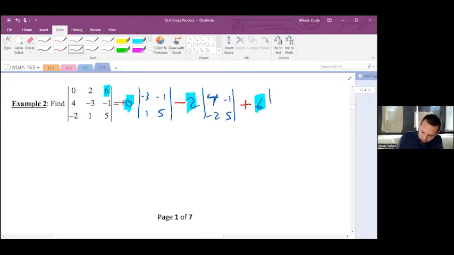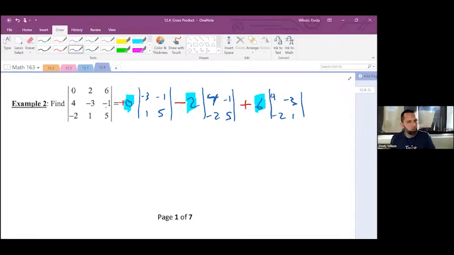And we're going to multiply that blue 6 by a determinant, I should say. And what is it the determinant of? Well, we cross off everything that's in the row with the 6 and the column with the 6. And we're left with just the entries 4, negative 3, negative 2, 1. And so notice that what we've done is we've taken that original 3 by 3 determinant and we've created a sum, so to speak, of 3 2 by 2 determinants. This is a recursive method.